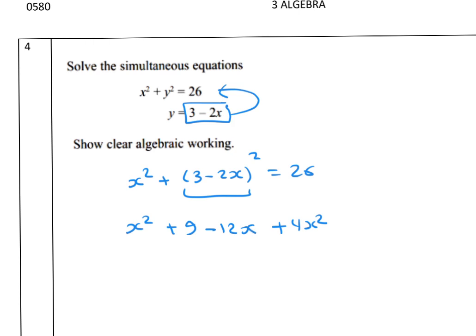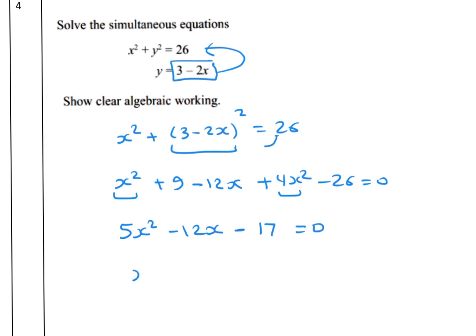26 goes to the other side by negative, so minus 26 equals 0. Now combine the like terms: 4x squared and 1x squared, so 5x squared, minus 12x, 9 minus 26, so negative 17 equals 0.